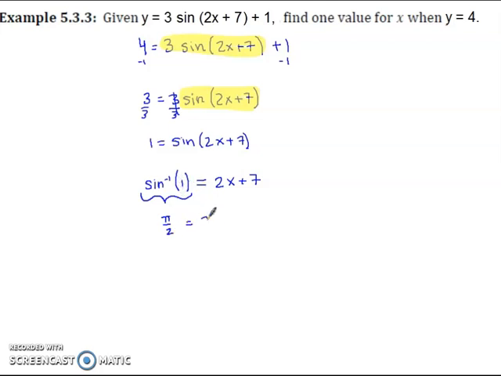So pi over 2 equals 2x plus 7, and now I just solve for x by using my properties of equality. I subtract 7 from both sides, pi over 2 minus 7 is equal to 2x. And then I divide everything by 2. In this case, since I already have a fraction on the left, I'll multiply everything by 1/2.